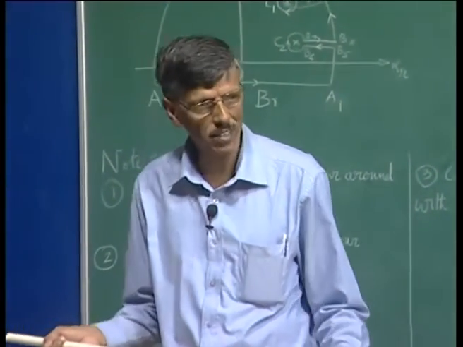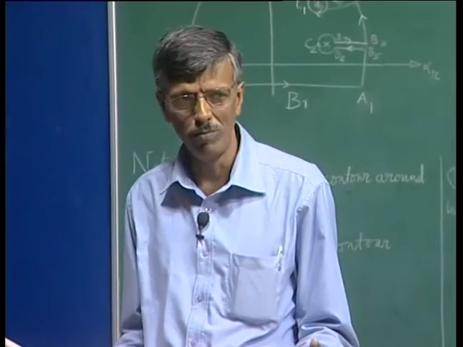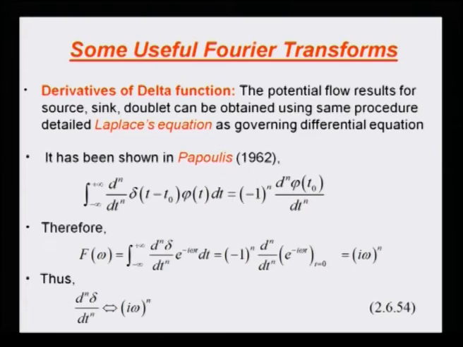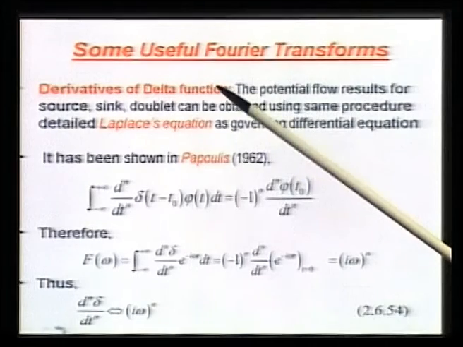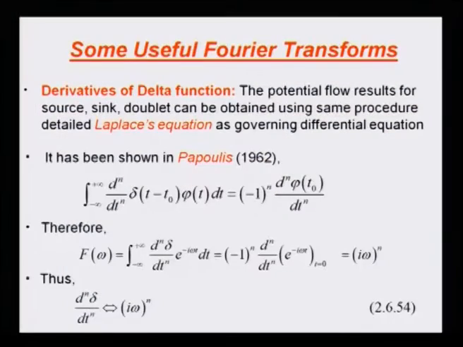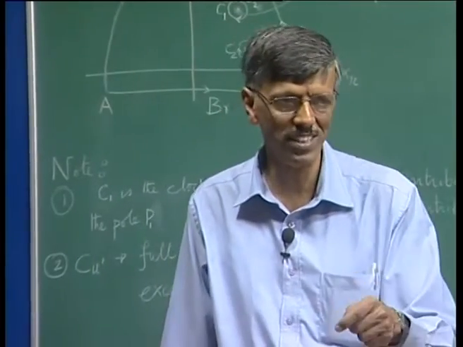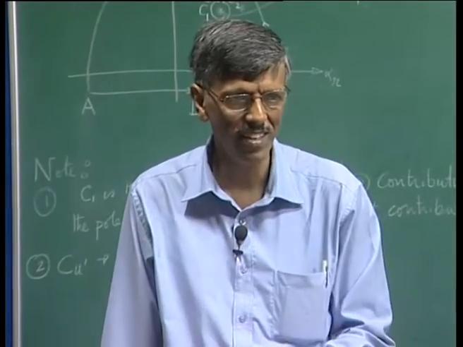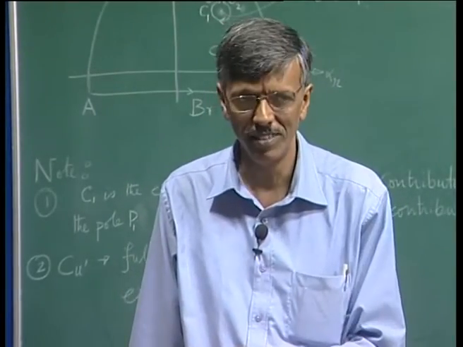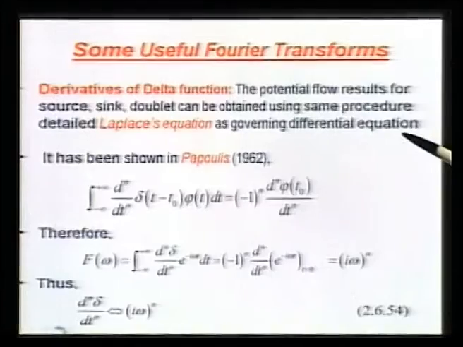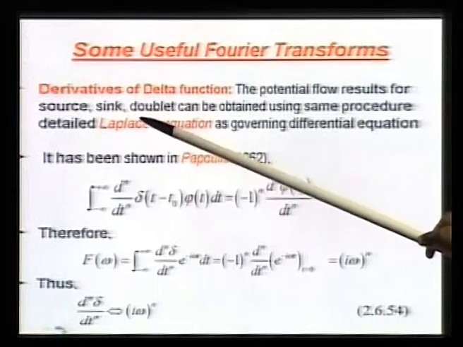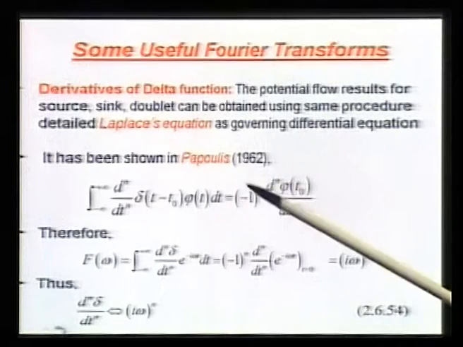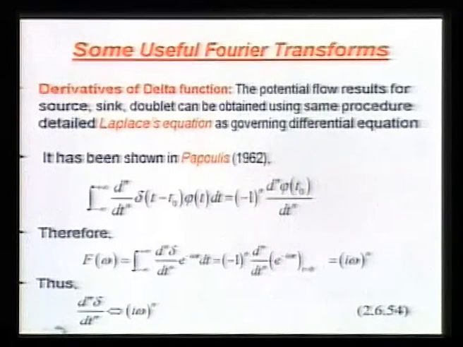So if I look at the actual problem, can I solve it? Because the governing equation is what? Laplace's equation for phi or psi. Now, if I give a boundary condition that I am putting a source or sink at, say, the origin, then I can calculate the field. So that is the observation I make: the potential flow results for source, sink and doublet can be obtained using the same procedure, using Laplace's equation as the governing differential equation.